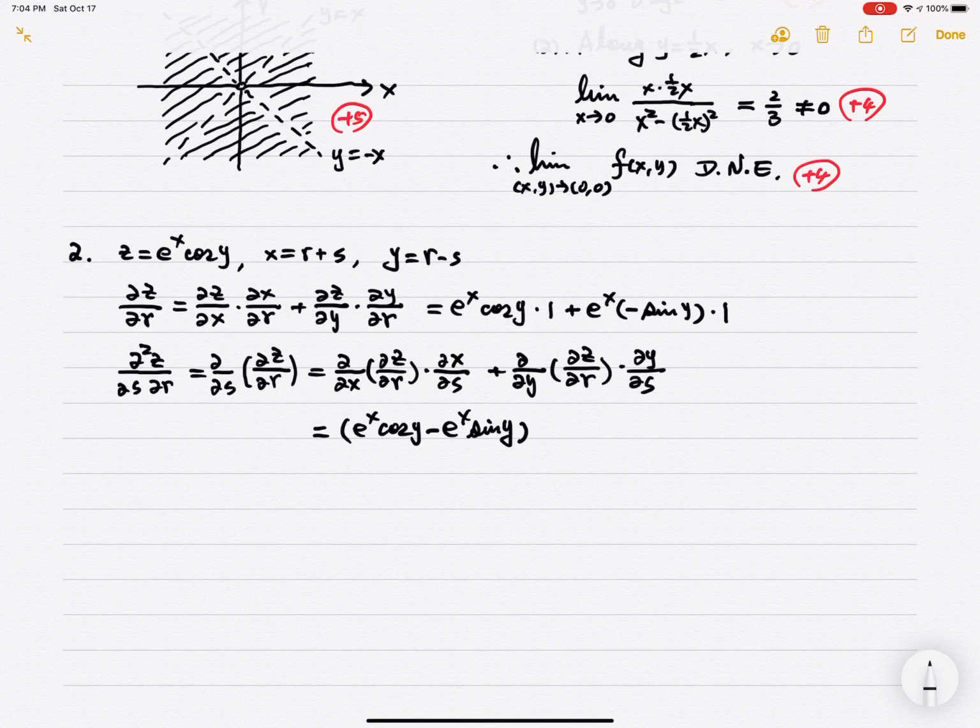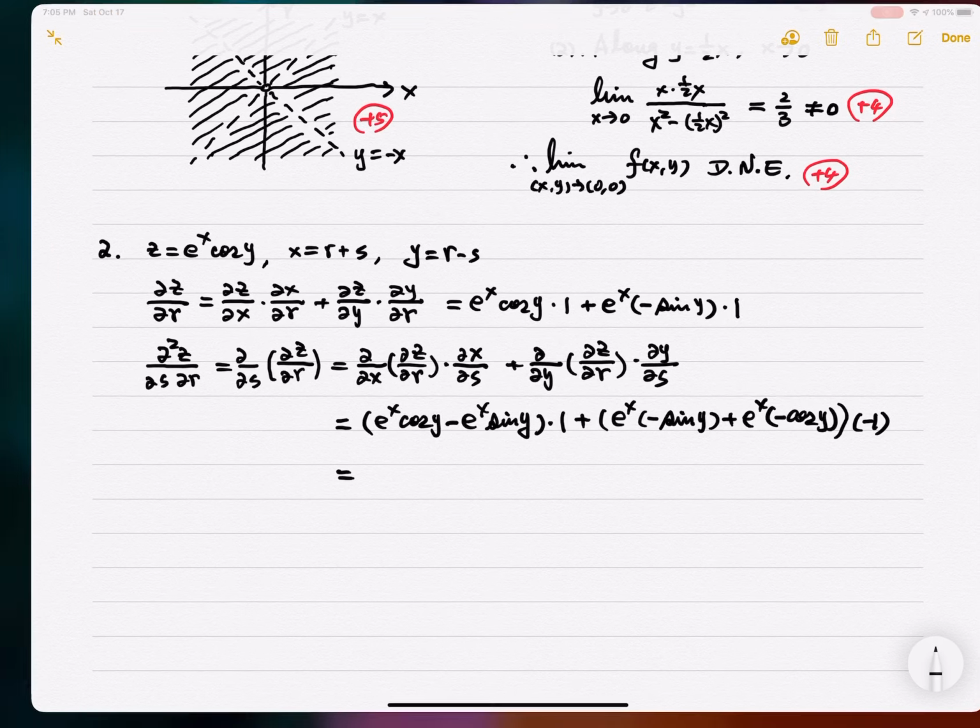Now partial x, partial s, which is 1, and then plus, you calculate the derivative with respect to y. Here you're going to have e to x negative sine y plus e to x negative cosine y. And then partial y, partial s equals negative 1. So that's like this.